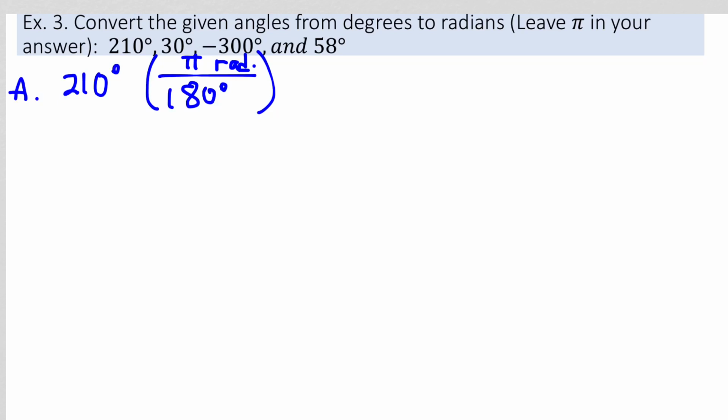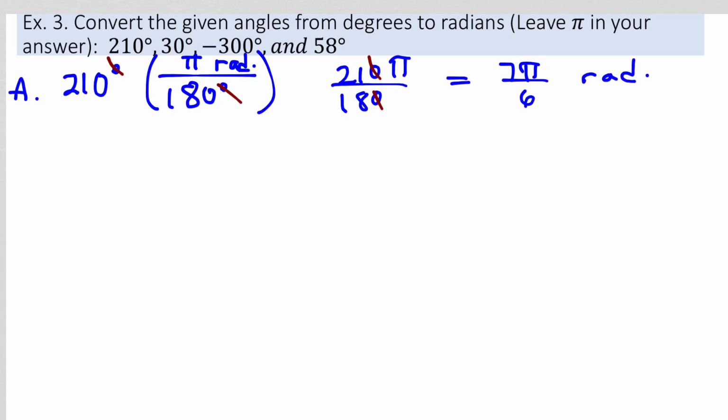All right, so now I can see that my degrees will cancel. So I'll be left with 210 over 180, and pi would be in the numerator. So I can reduce this fraction here. So 3 goes into 21 7 times. 3 goes into 18 6 times. So I've got 7 pi over 6 radians.